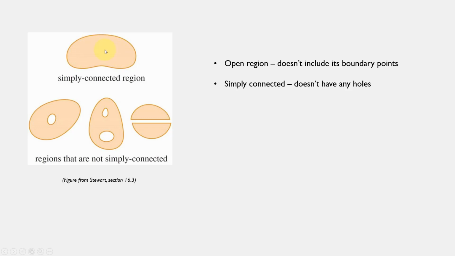That would be true here, right? Take any two points, connect them with a line, and that line will remain in the region. But that's not true here. If you pick two arbitrary points, there are plenty of cases where when you connect those points, it'll go right through a portion that is not in the region. It'll cross over the hole, right? And that would be true here, and it would be true here. If you picked one point in this region and one point in that region, connecting them with a straight line would not remain in the region. So these are not simply connected. So we'll have to be careful to identify open simply connected regions as part of identifying a conservative vector field.